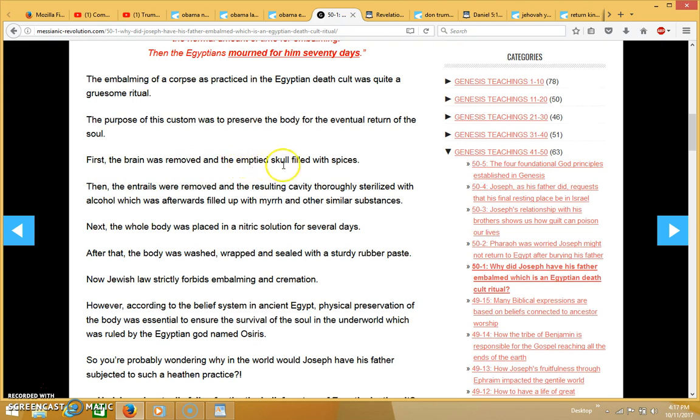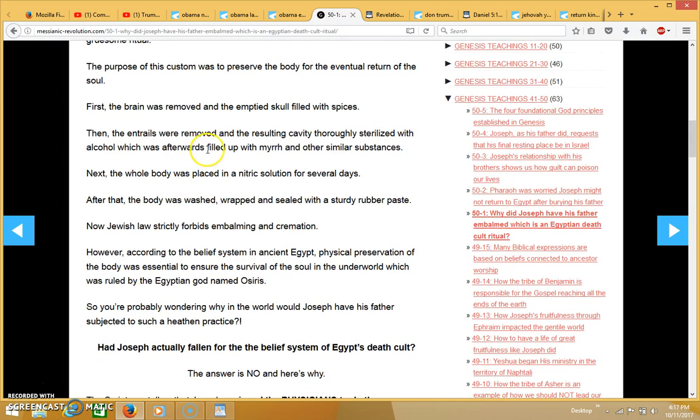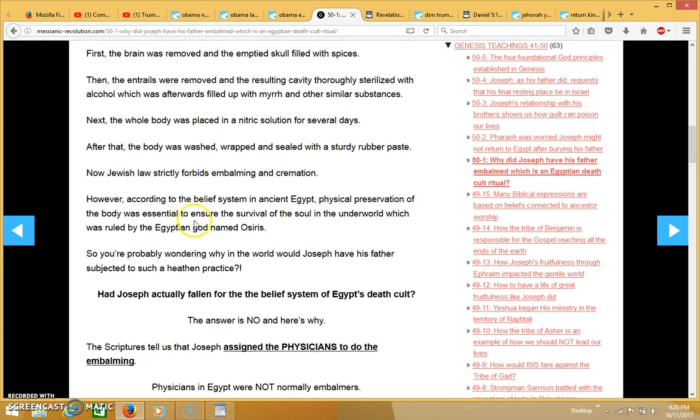First the brain was removed and the emptied skull filled with spices. Then the entrails were removed and the resulting cavity thoroughly sterilized with alcohol, which was afterwards filled up with myrrh and other similar substances. Next, the whole body was placed in a nitric solution for several days. After that, the body was washed, wrapped, and sealed with a sturdy rubber paste. Now, Jewish law strictly forbids embalming and cremation. However, according to the belief system in ancient Egypt, physical preservation of the body was essential to ensure the survival of the soul in the underworld, which was ruled by the Egyptian god named Osiris.